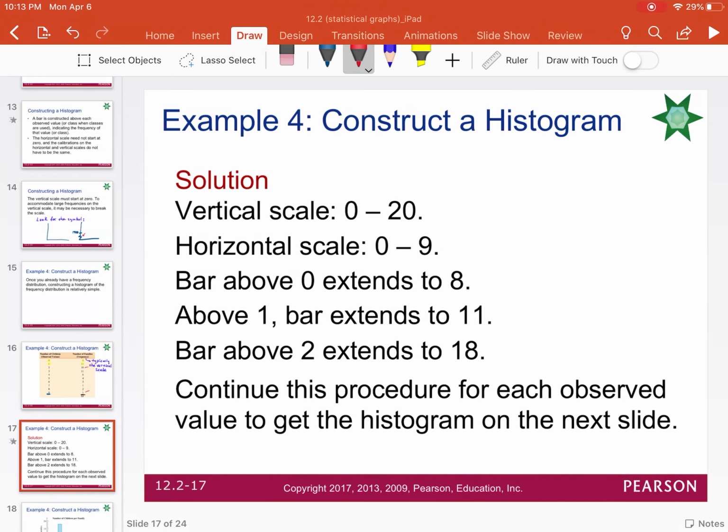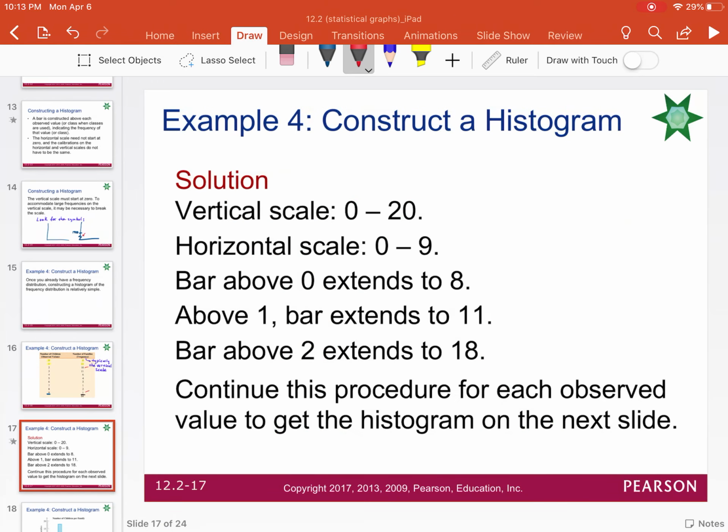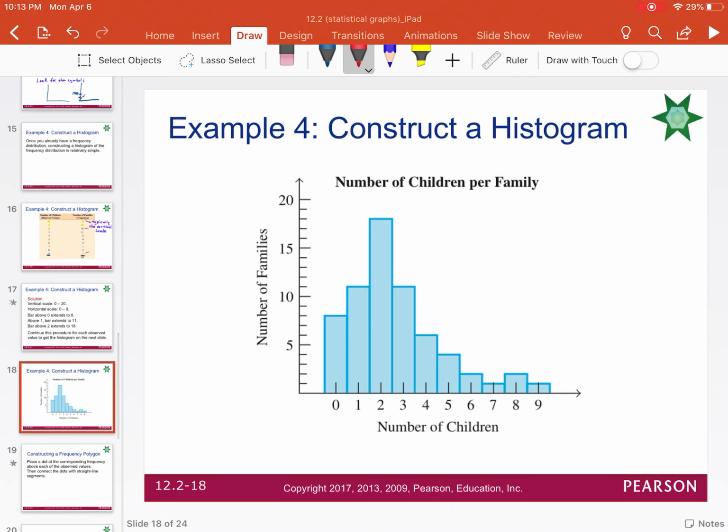The horizontal scale is your observation, and that goes from 0 to 9. You don't need to have 10 or 11 because you don't have any values there. You don't have anybody that had 11 children. Okay, that's kind of the idea. So here we go. And there you go.